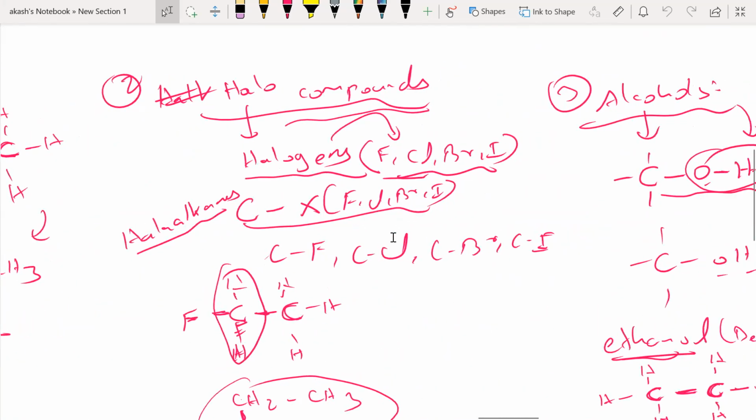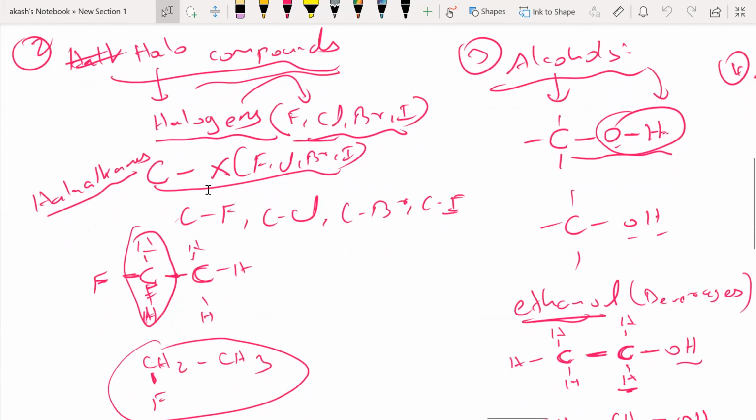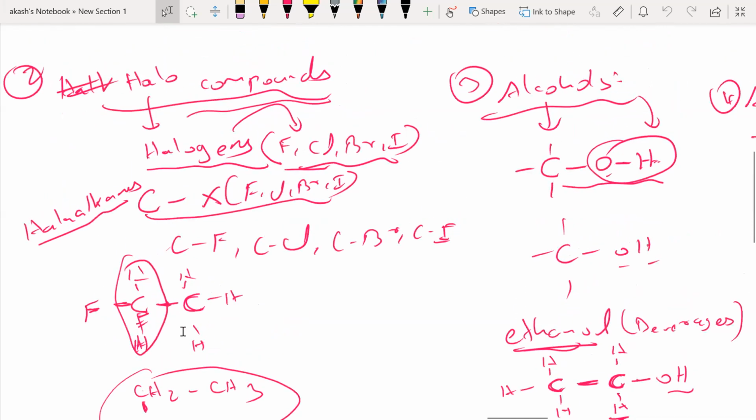So second class of compounds are what are your halogen compounds, right? Along with your carbon and hydrogen, you are also going to have one halogen present. What are halogens? These 4 elements: fluorine, chlorine, bromine, and iodine, right? So you are going to have either a C-F bond, C-Cl bond, C-Br bond, C-I bond. Any of these is going to be present. And examples are like this, right? You just replace one of the hydrogens from the hydrocarbon with your fluorine or any other halogen for that matter, right? So those are about halogen compounds.